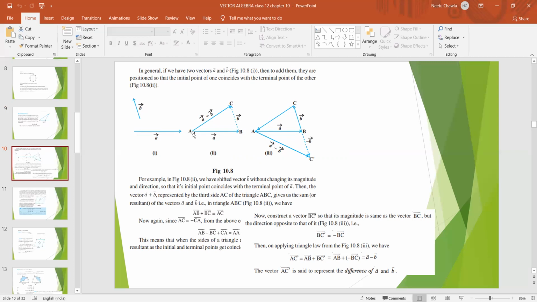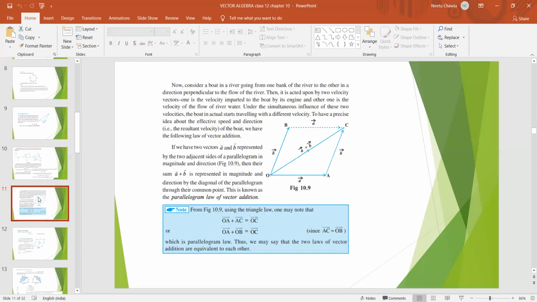So now we can easily add this A vector and B vector, which gives us this AC vector, that is A vector plus B vector. So this is the addition of two vectors. Now let's see figure 3. Now if we take this B vector towards the downward side, it becomes minus B vector. And now this AC vector becomes A minus B, which is known as the difference of the given two vectors, that is A vector minus B vector. This is known as the difference of A and B.